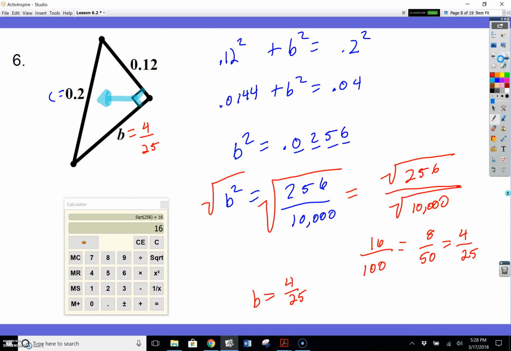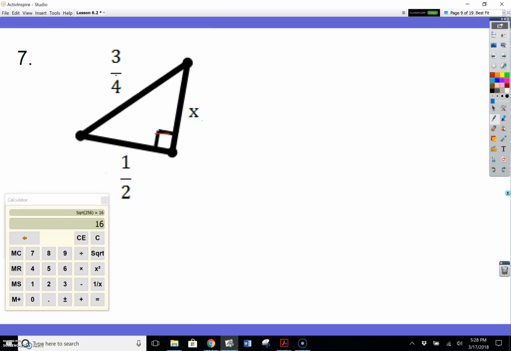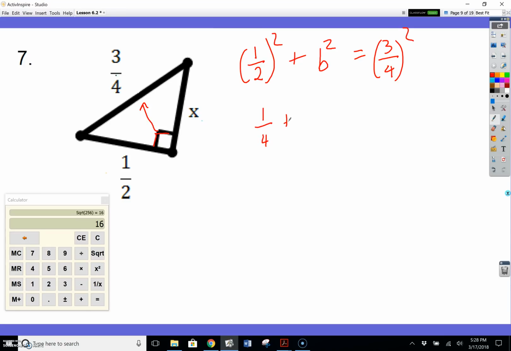All right, so let's go ahead now and look at the next one. Same idea with fractions, okay? So one more time, here is my right angle. That must make this the hypotenuse. Therefore, my formula will look like (1/2)^2 + b^2 = (3/4)^2, where b is my missing value. This would give me 1/4, because 1/2 times 1/2 is 1/4, plus b squared is going to equal, I'm going to distribute this to the numerator and the denominator to get 9 over 16.